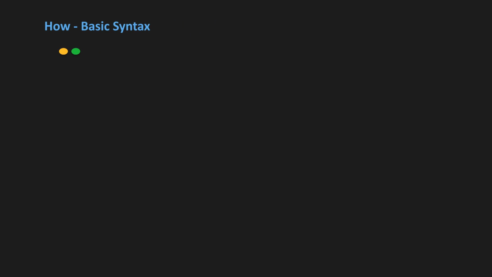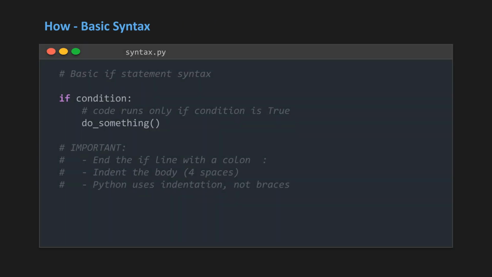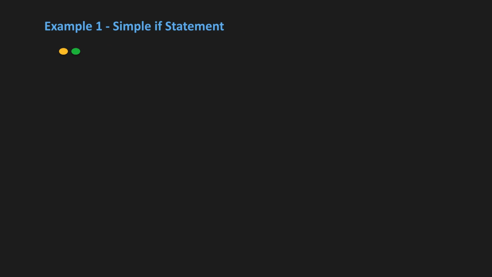The basic syntax uses the "if" keyword followed by a condition and a colon. The code block beneath it is indented. Remember, Python relies on indentation, not braces, to define the code block. Here is a simple example.